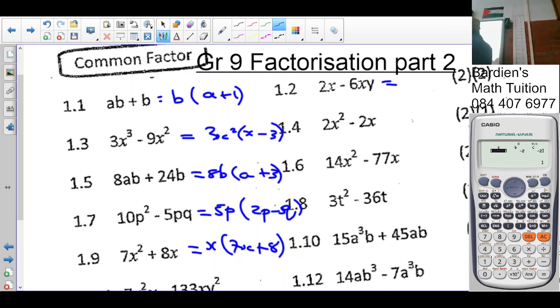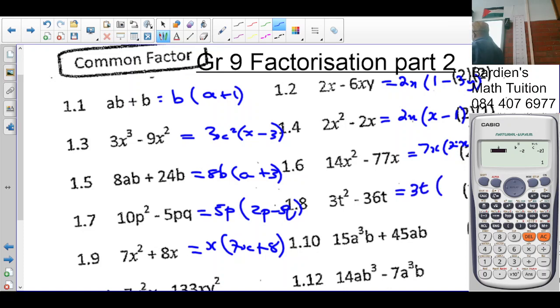1.2. This is what you have to do for homework, no? Yes, sir. So what was common? 2x. I'm left with? 1 minus 3y. The next one? 2x. I'm left with? X minus 1. The next one? 7x. I'm left with? X minus 2x minus 11. The next one? 3t. I'm left with? T minus 12.